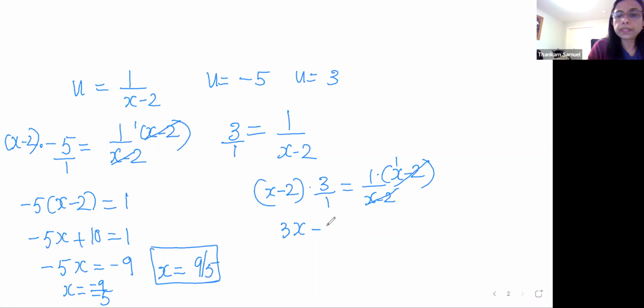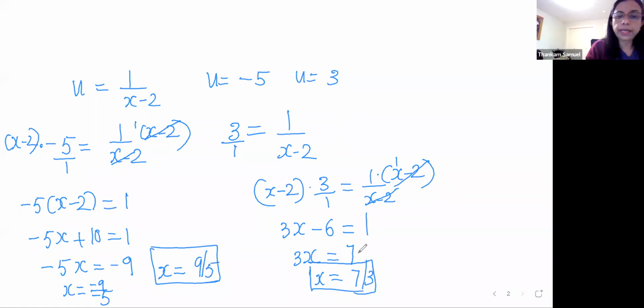3x minus 6 equals 1. To solve for x, first we need to add 6 on both sides. So 1 plus 6 is 7. Divide both sides by 3. So x equals 7/3.